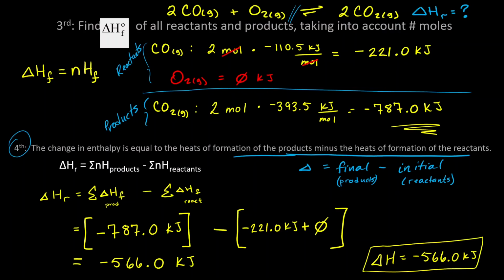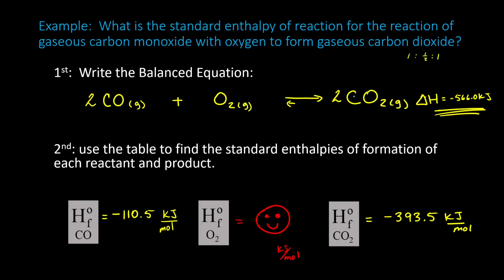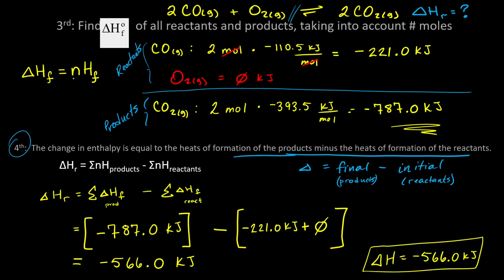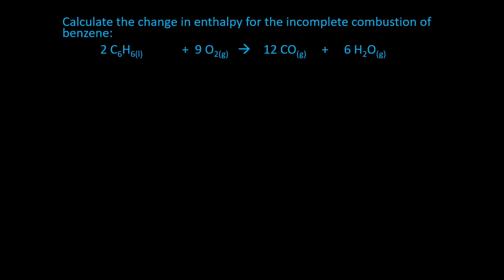Both are totally valid. It's just that this method, believe it or not, this method here where we balance the equation, look up the enthalpies, multiply by number of moles in our equation, and subtract reactants from the products to get that value, it is much, much quicker. We will do another example from scratch.